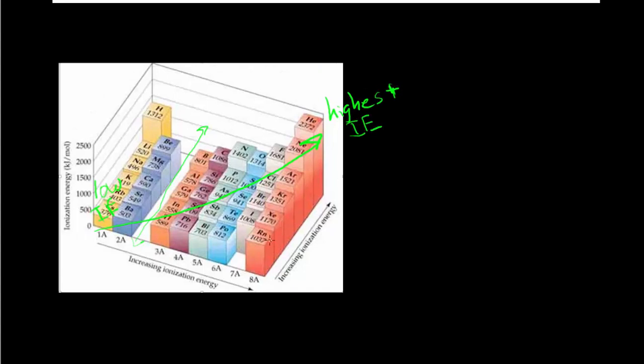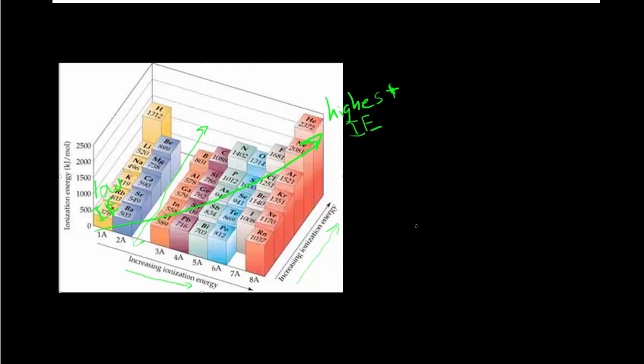So remember this pattern: as you go across a row of the periodic table, ionization energy increases, and as you go up a column of the periodic table, ionization energy also increases. If you memorize that pattern, we'll be able to make predictions about how strongly any particular atom of an element will hold on to its electrons. Ionization energy is important because it tells us how strongly an atom holds on to its electrons.